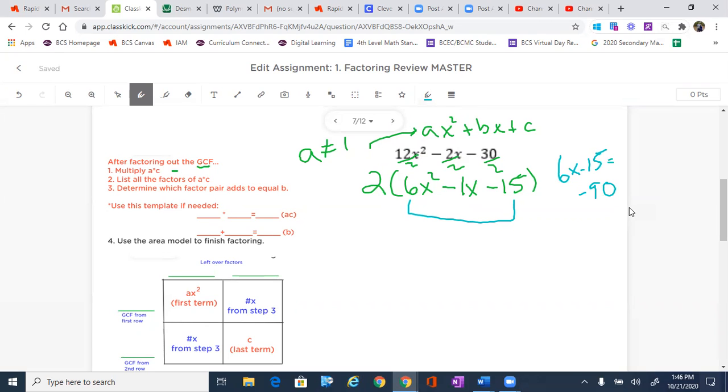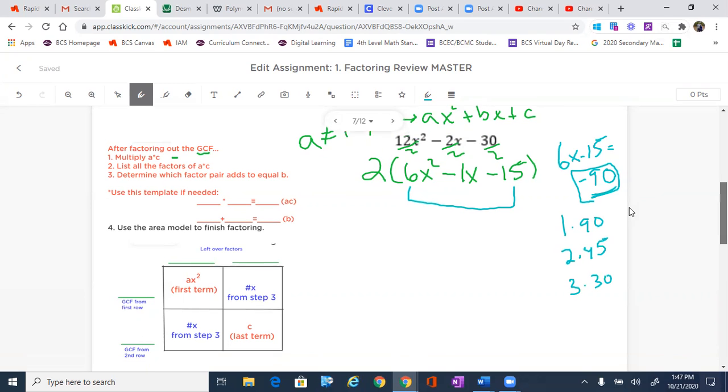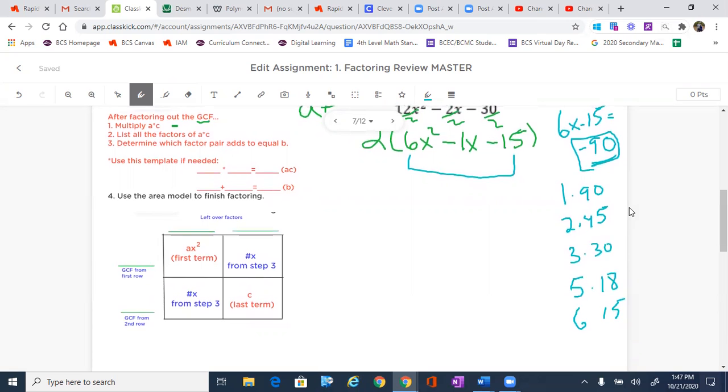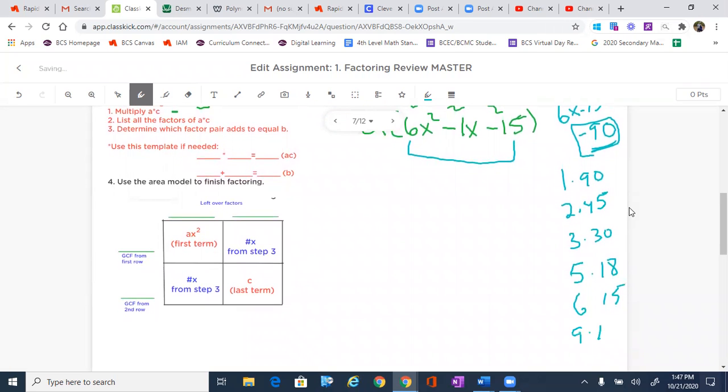And now it says list all the factors of a times c, or list all the numbers that multiply to negative 90. We've got 6 and 15 already done. So I could say, well, I've got 1 times 90, one of them would have to be negative. 2 times 45, one of them would have to be negative. 3 times 30, one of them would have to be negative. 5 times 18, one of them would have to be negative. We got 6 times 15. 7 doesn't go in there, 8 doesn't go in there, but I do know 9 and 10 go in there.